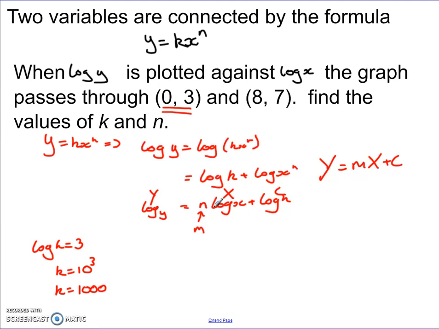What we can then do is look at the same parts here. Well, we know that n equals m, so we know that n is equal to the gradient of the line, so in this case, y2 minus y1 over x2 minus x1 using our points. So y2 minus y1, 7 minus 3, x2 minus x1, 8 minus 0. 7 minus 3 is 4, 4 over 8 gives me a half. So I know that that's equal to n, so n in this case is a half. So there you go, I've got my two values. Now, if it wanted a formula, I could substitute them back into this and get a formula. However, it just wanted the values of k and n, so I can just leave it like that.